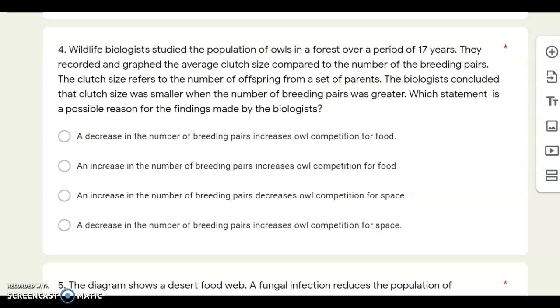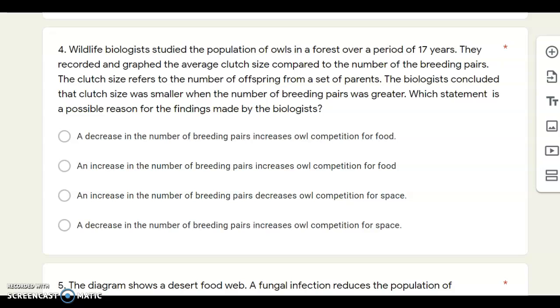Number 4. Wildlife biologists study the population of owls in a forest over a period of 17 years. They recorded and graphed the average clutch size compared to the number of breeding pairs. The clutch size refers to the number of offspring from a set of parents. The biologists concluded that clutch size was smaller when the number of breeding pairs was greater. Which statement is a possible reason for the findings made by the biologist?